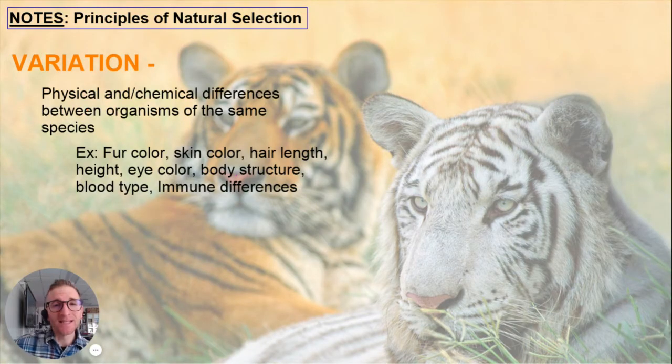A variation is a difference, can be physical or chemical, between organisms of the same species. The two tigers shown there, one has, what you would normally think of as a tiger, orange fur with black stripes, and the other has a white coat with black stripes, and that would be a variation, just a difference in their coat color. Okay, these can be fur color, skin color, hair length, height, eye color, body structure, blood type, hormone differences, immune differences.